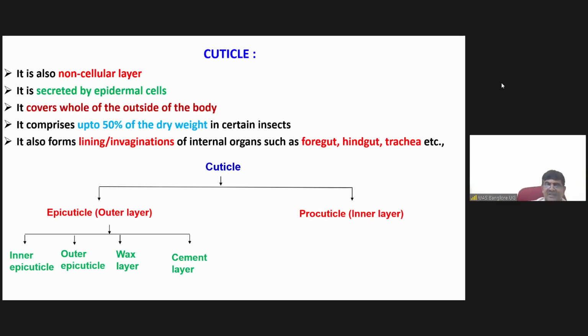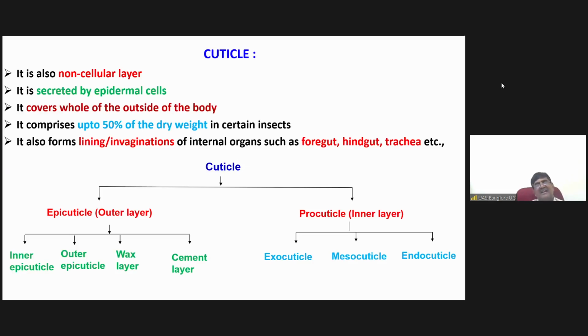Anyway, we'll be studying the structure of these in the next slides. Whereas if we take the procuticle, which is the innermost layer, it is divided into exocuticle and endocuticle. But sometimes you have a middlemost layer, which is called mesocuticle.